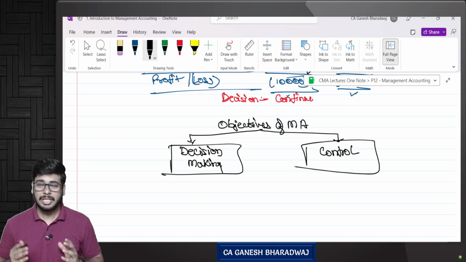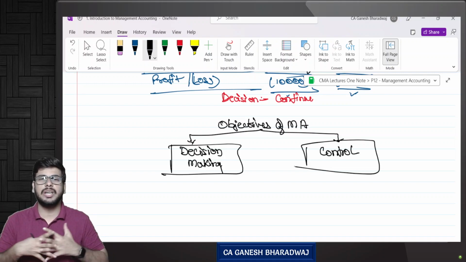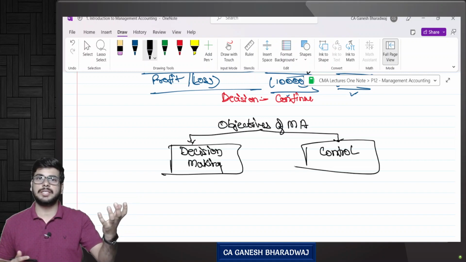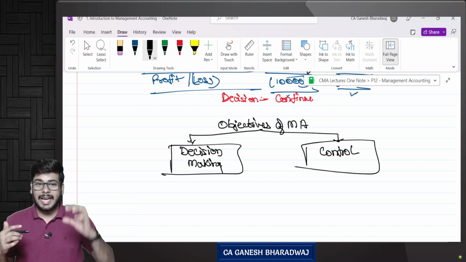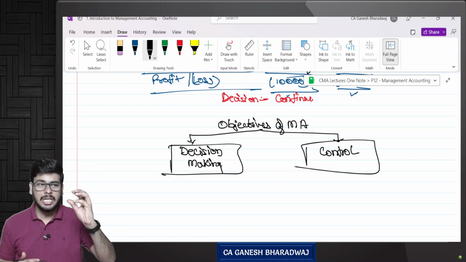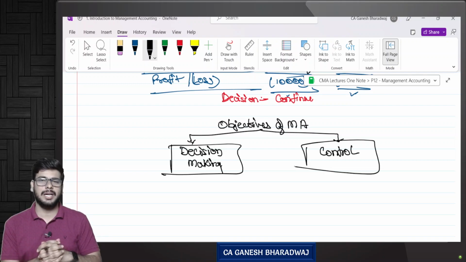Are you clear with this? So technically, cost accounting and management accounting are hugely interlinked. That's why in the earlier version of the syllabus, 2016, they had a single paper called cost and management accounting for 50 marks. So cost and management accounting generally go hand in hand. They are very interlinked.